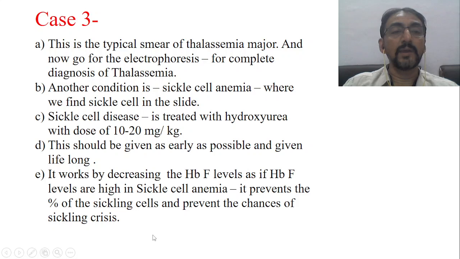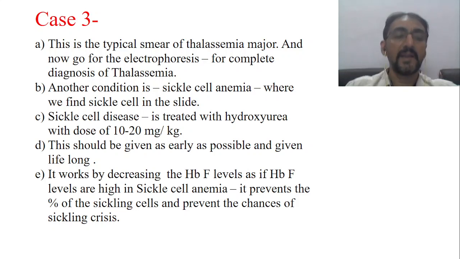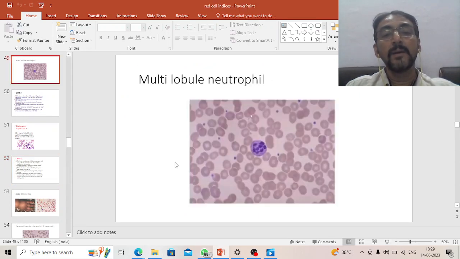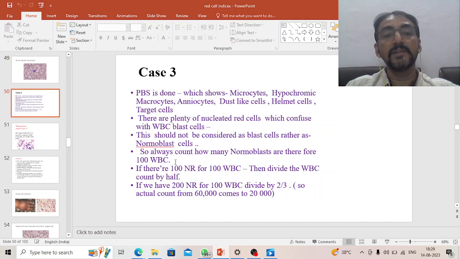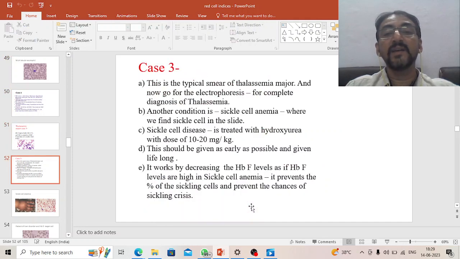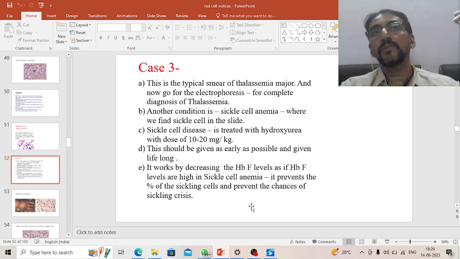Now we have a discussion. Okay, so this is a typical smear of thalassemia major. This smear here is a typical smear of thalassemia major. So what is there? And now go for the electrophoresis. Once you know that it is thalassemia major, now go for the electrophoresis. So we can say thalassemia major, why?